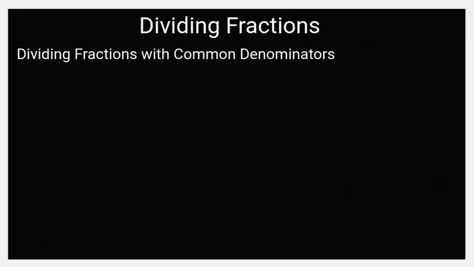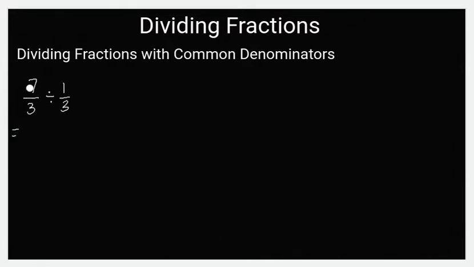Hi, in today's video we'll look at how to divide fractions, and we'll be starting with fractions that have the same denominators. So let's take 7 over 3 divided by 1 over 3 as an example. There are two fractions that have the same denominators. How do we go about dividing this?